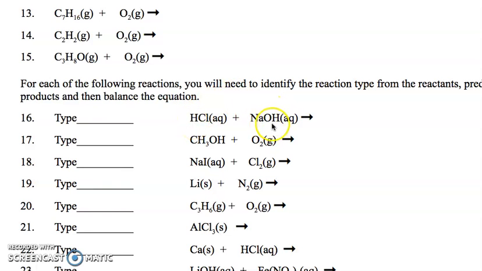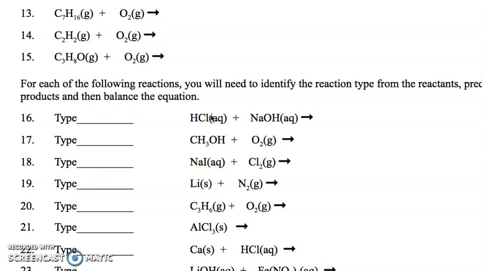The second molecule has OH at the end. What those two things tell me is that this is an acid and this is a base, right? Hydroxide, OH, usually tells me this is a base. Molecules that start with hydrogen like this are usually an acid. So that makes this an acid-base reaction. What does that mean for our products?